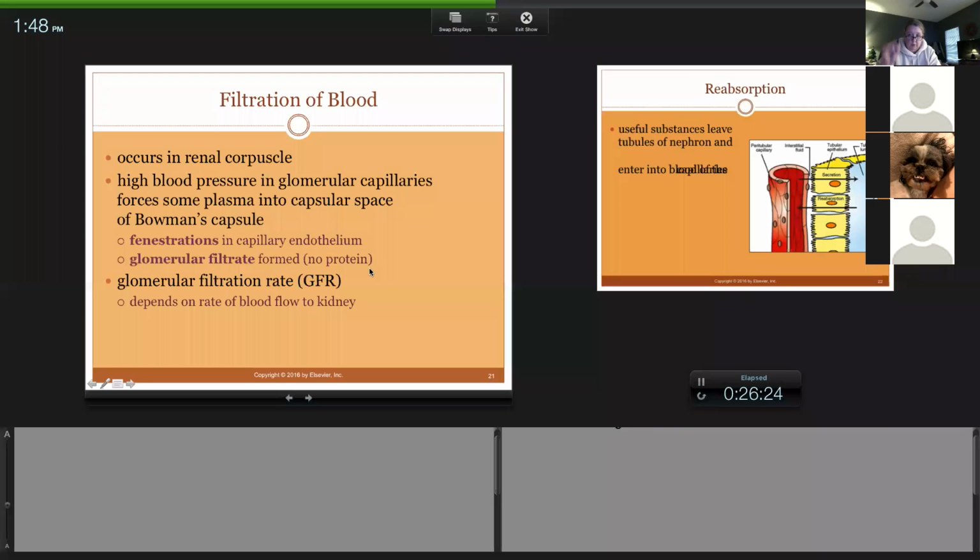Okay, this is important. You guys got to follow me here. Hopefully you're not getting tired. What gets pushed out is glomerular filtrate, but it should not contain protein. Now remember, glomerular filtrate is eventually going to become urine.